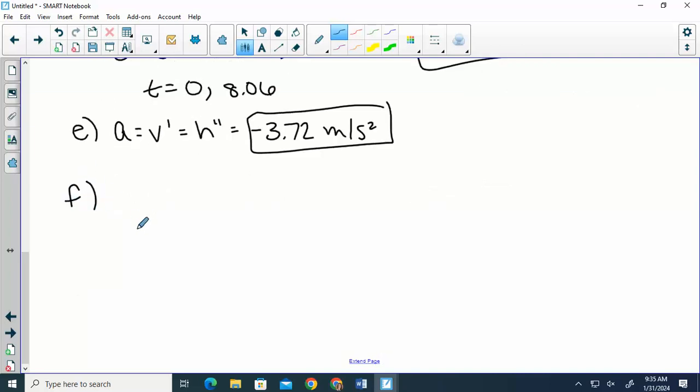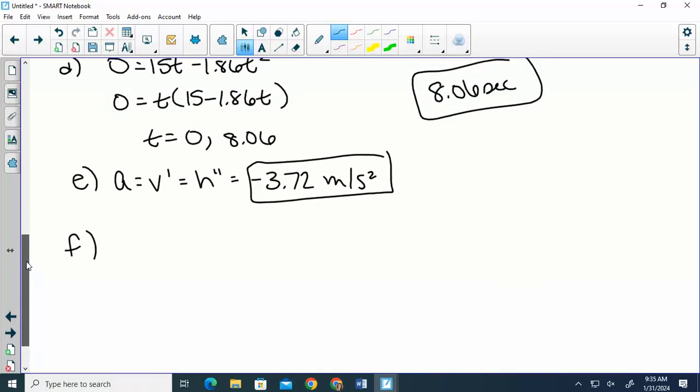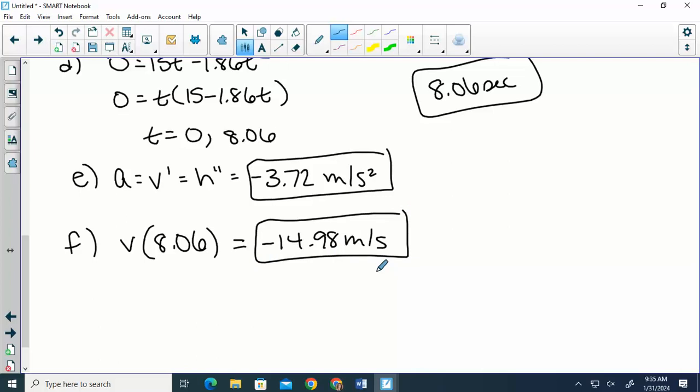And the final one, what's the velocity at the time when it returns to its starting position? So we need the velocity when it hits the ground. And in part D, we found it hits the ground after 8.06 seconds. So we just plug that time into the derivative, and we get a negative 14.9. I know I didn't really show all my calculations there, but does everyone understand how I'm getting my numbers? So it's a matter of knowing, am I plugging this into the original, the derivative, where does it go?